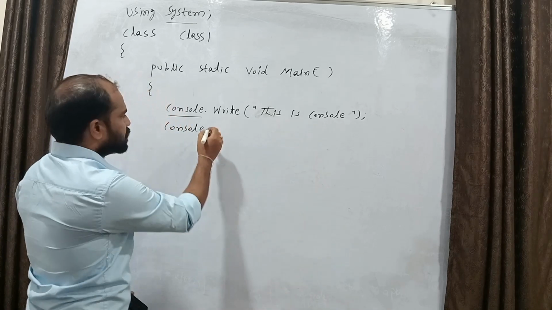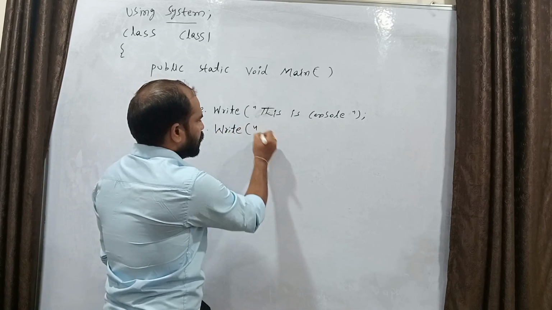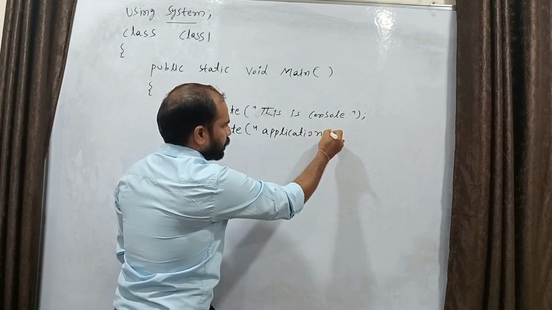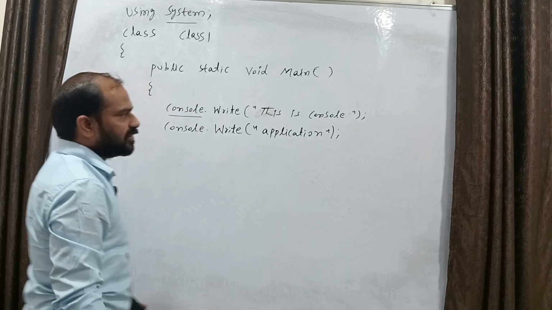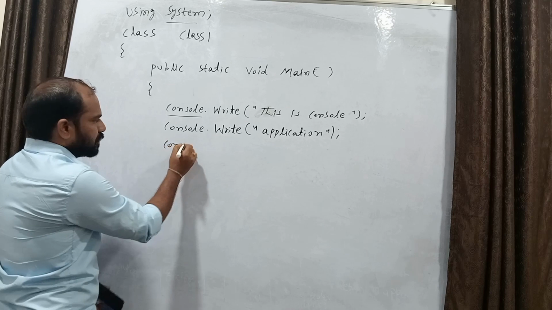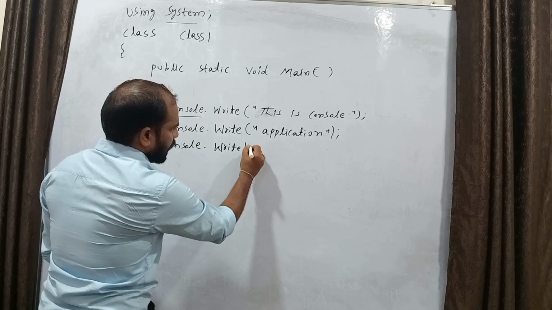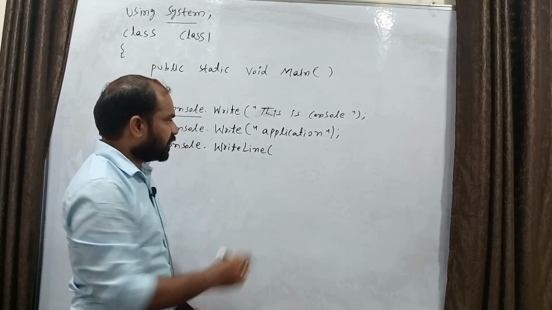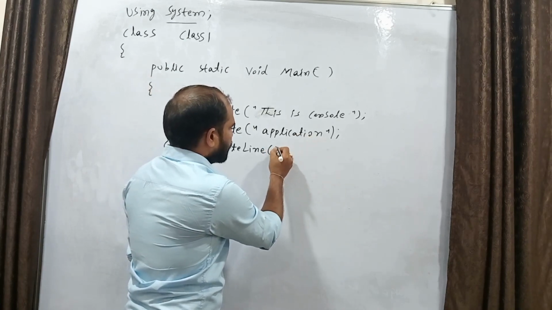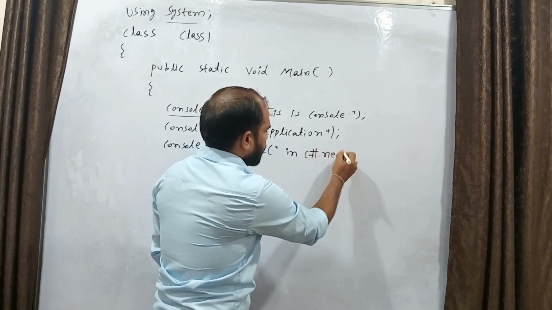Then the next method I am going to use is the Write method only. So this is Console.Write, and I want to print this data, application. Every statement in a C sharp program should end with a semicolon. After that, I will use one more method, Console.WriteLine. What is the difference between the Write method and the WriteLine method? We are going to discuss that. Now, this is console application in C sharp .NET.